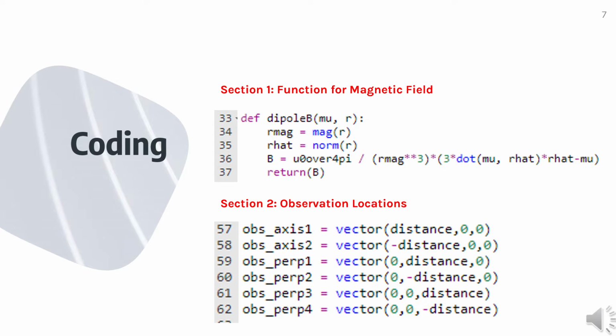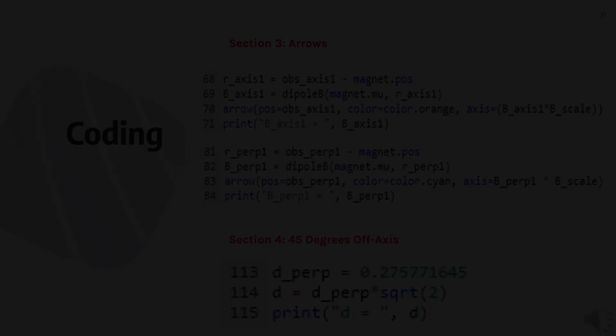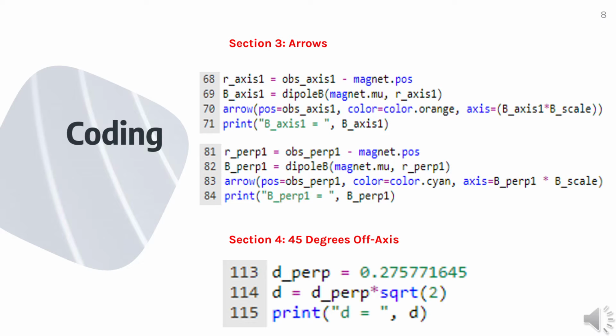Next, I will cover the changes I made to the starter sample code provided. First, I wrote this function for the magnetic field using the equation given on the lab sheet. Next, I programmed some initial positions for the observation locations. Next, I had to write the code for the arrows representing the magnetic field at these observation locations. Note, I am only displaying 2 of the 6 examples since the others followed the same process.